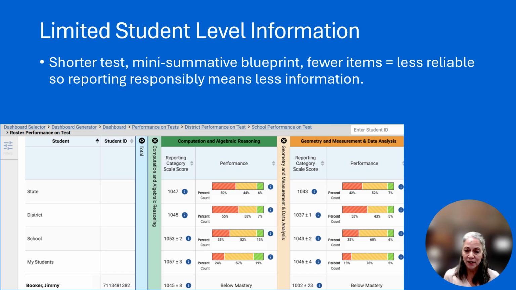If you wanted a completely reliable test of all the standards, you need to have over 300 and some items, and nobody wants to test students in that way anymore. Reporting responsibly means a little less information, but at least some information.